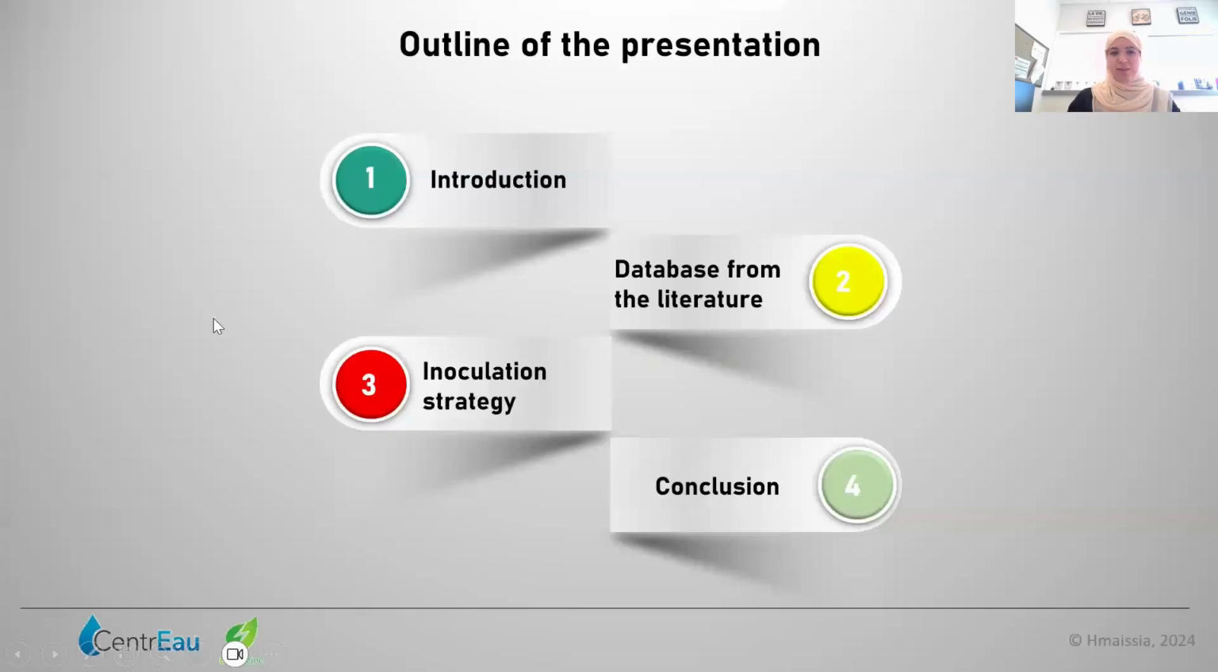And let's start. I have divided this presentation into 4 parts. I will start with defining the notions that you have to know in order to understand the results. And then I will present you the first approach that we developed. This approach consists of developing a database from literature. And then I will go to the second approach, which is the development of a strategy to optimize the inoculation that I will explain afterwards. And finally, I will give you the take-home messages.